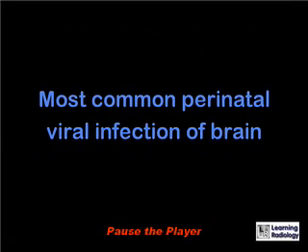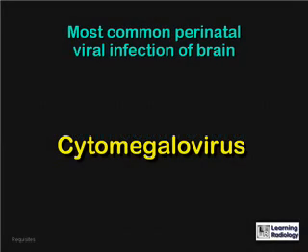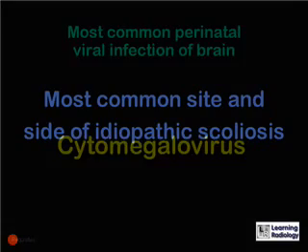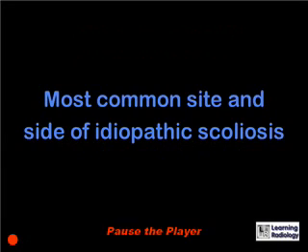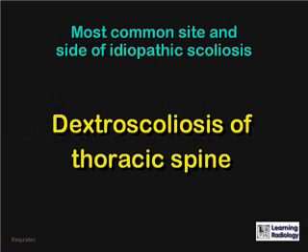What is the most common perinatal viral infection of the brain? Cytomegalovirus. And lastly, what is the most common site and side of an idiopathic scoliosis? A dextroscoliosis of the thoracic spine.